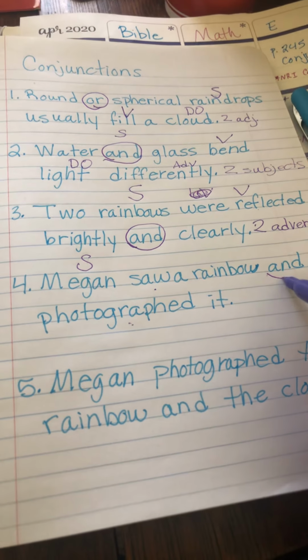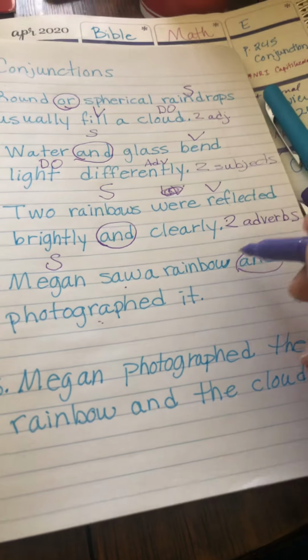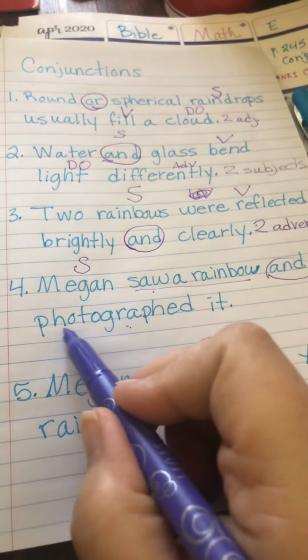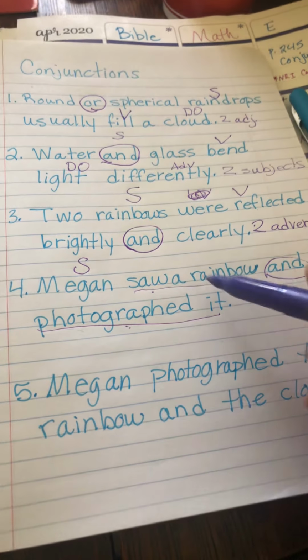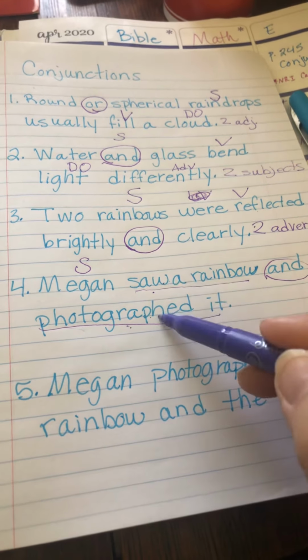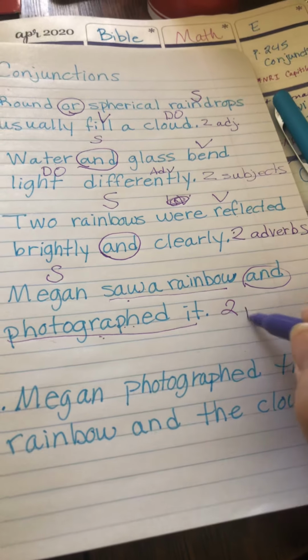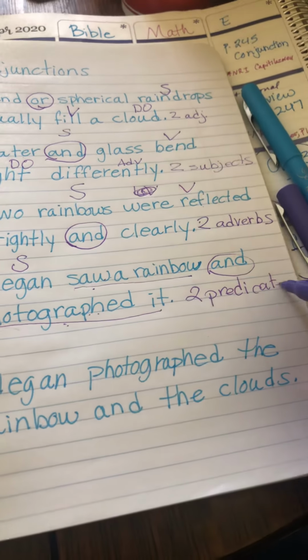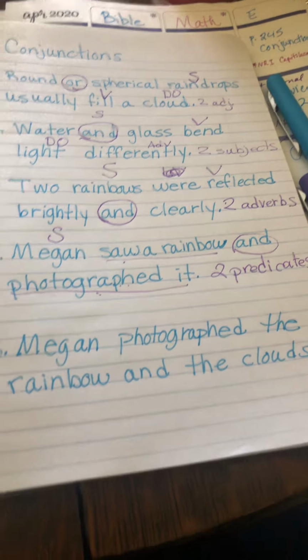So I have a joining word, and. So Megan saw a rainbow and photographed it. So this is two predicates because Megan did two things. So my conjunction joins two predicates.